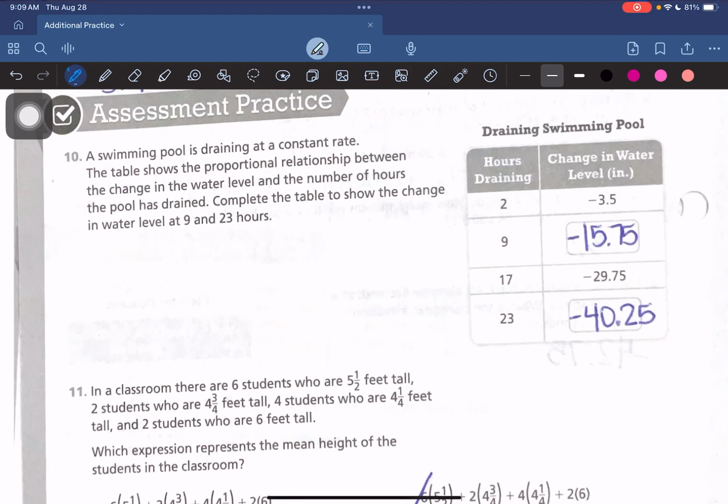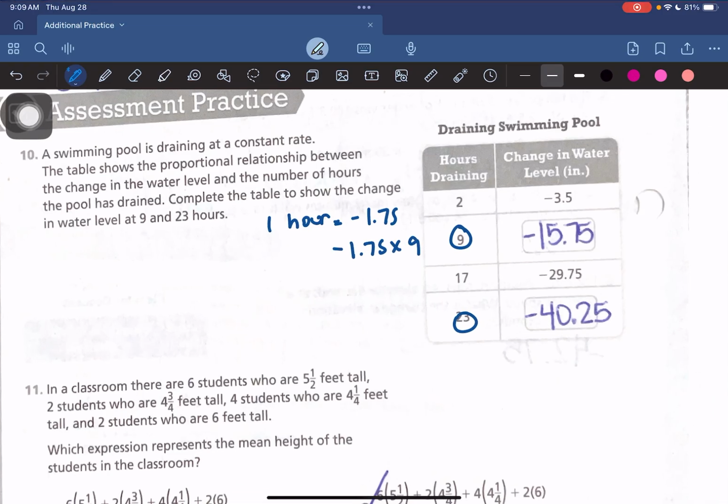A swimming pool is draining at a constant rate. The table shows the proportional relationship between the change in the water level and the number of hours the pool has drained. Complete the table to show the change in water level at 9 and 23 hours. If we divide negative 3.5 by 2, we can figure out how much it drains in 1 hour. So in 1 hour, it drains negative 1.75, and then we can take our hours and we can just multiply to find these.